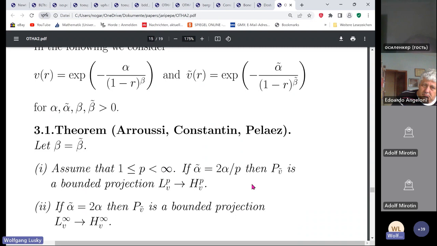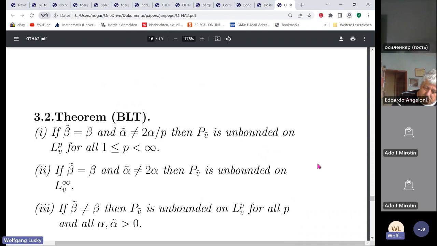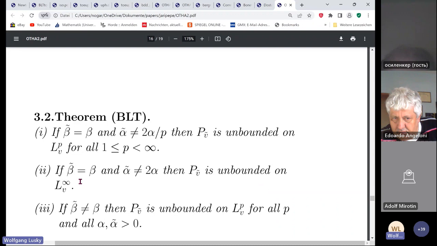We couldn't do this, and we couldn't do this the other way around, for alpha tilde smaller than this point here. And after a while, we ended up getting the following, namely that the preceding boundedness conditions are the only boundedness conditions in this context at all. Meaning, if we consider the case as before, beta tilde being equal to beta, and alpha tilde is different from 2 times alpha divided by p, then P sub V tilde is always unbounded on L^p sub V. And the same for p equal to infinity. If we take alpha tilde different from 2 times alpha, then P sub V tilde is always unbounded. And if we take the case beta tilde different from beta, then P sub V tilde is unbounded in any case. There is no boundedness at all.